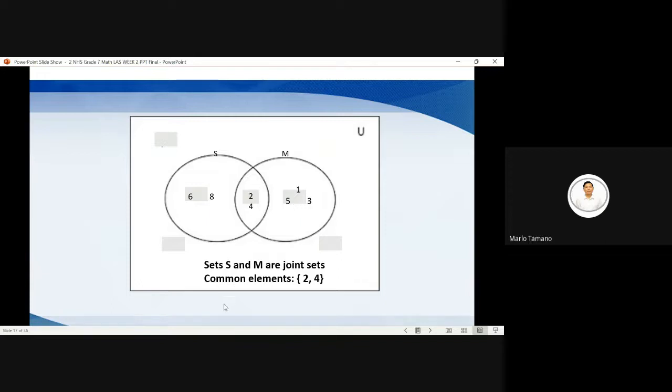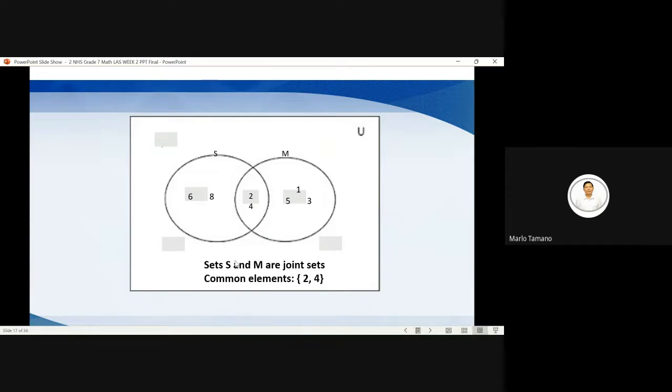Now, take a look. We have here the two circles S and M. No? They overlap. So magkapatong po. Then meaning to say, these 2 and 4 are common to both sets. The 2 is what? Element of S, likewise M. 4 is also an element of set S, likewise M. So meaning to say, this is their intersection. This is their common elements.